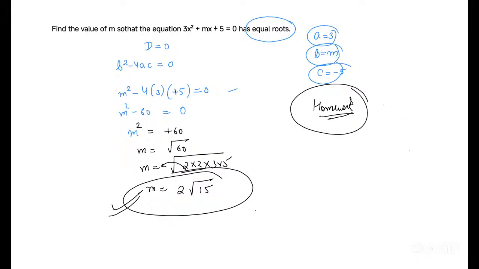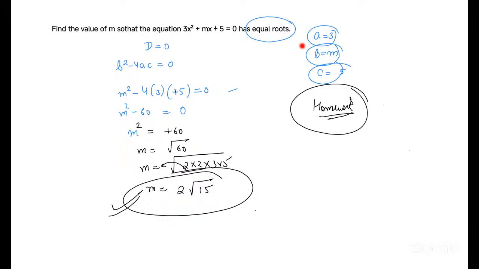So, see, this is the equation, and it has equal roots. If it has equal roots, then the value of D is equal to 0. So D can be written as B square minus 4AC. Now if I compare it, I am getting A is equal to 3, B is equal to M, and C is equal to 5.